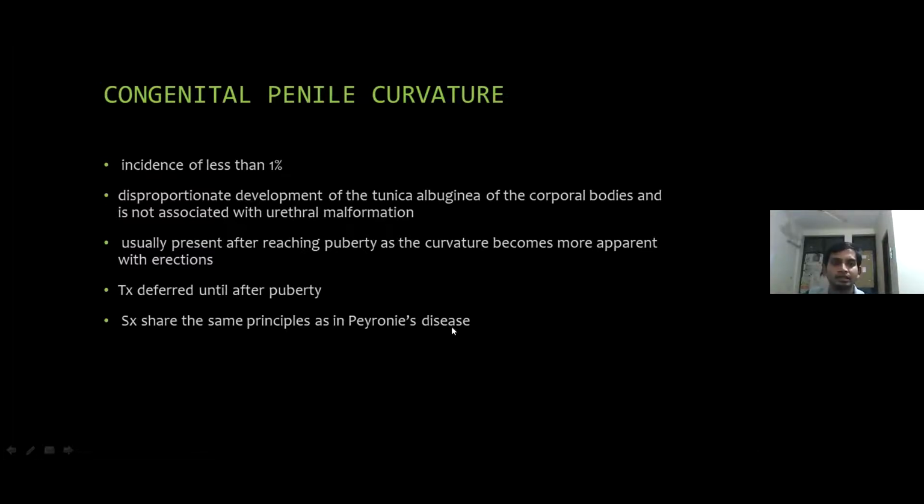This is actually disproportionate development of the tunica albuginea, which can present during puberty with the erection. Management is the same as Peyronie's disease, but we have to defer the treatment until the patient attains puberty. Thank you, sir.